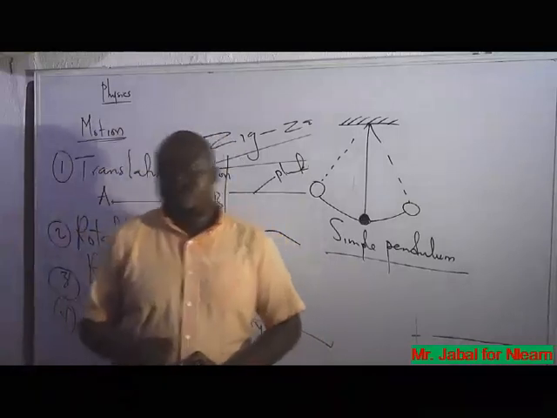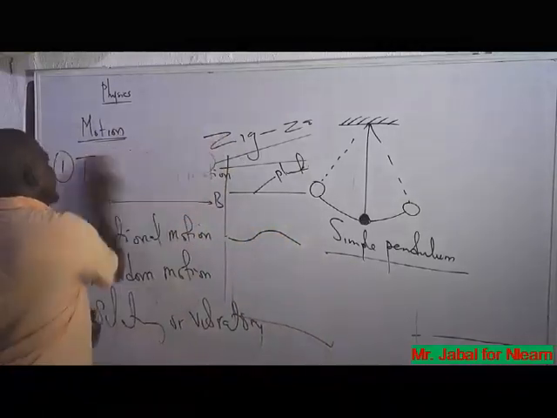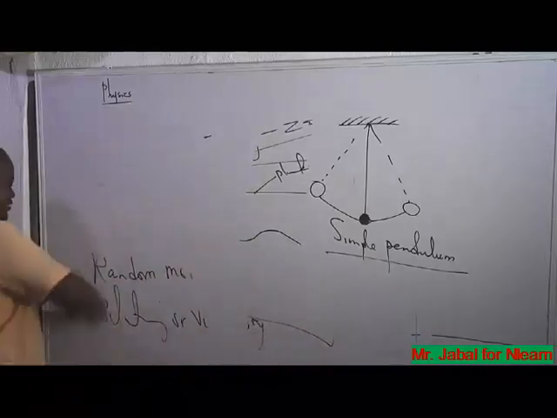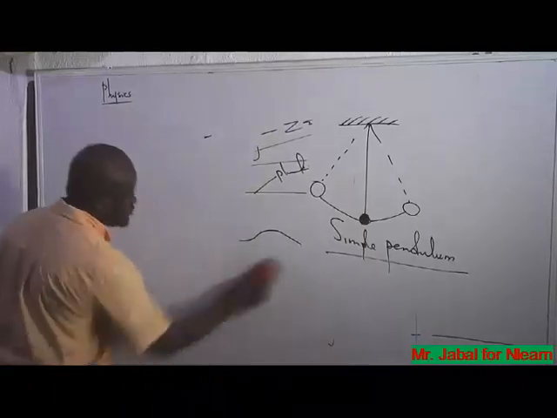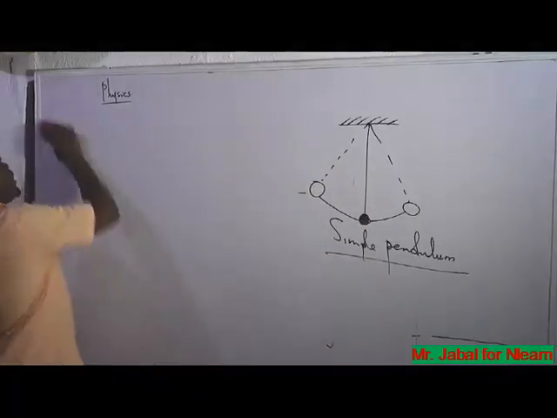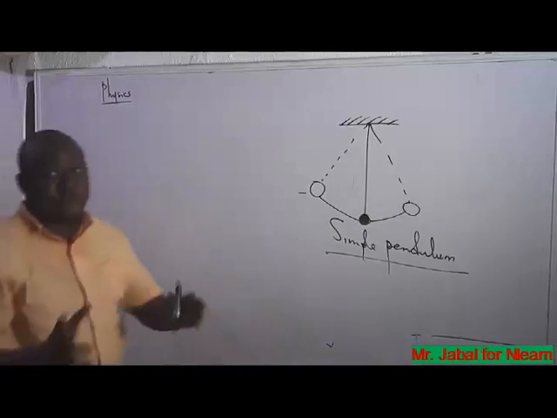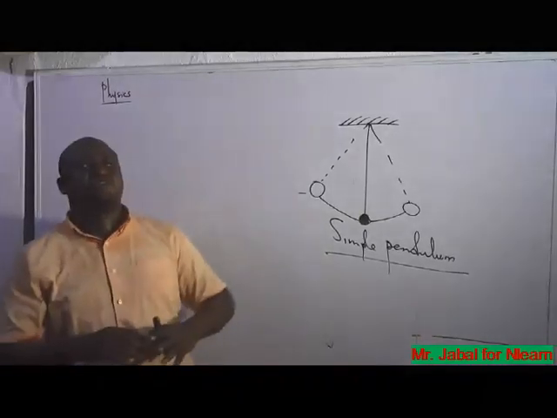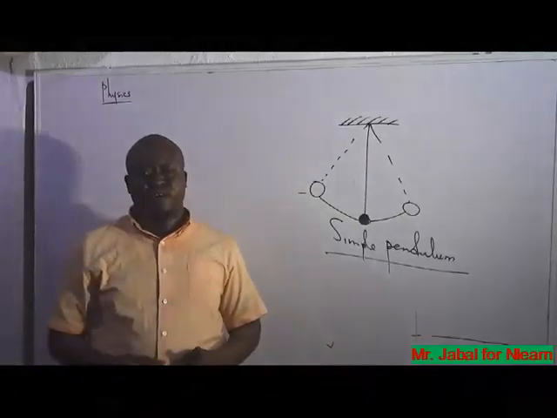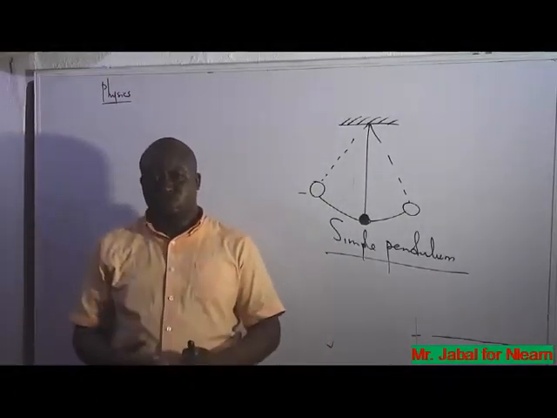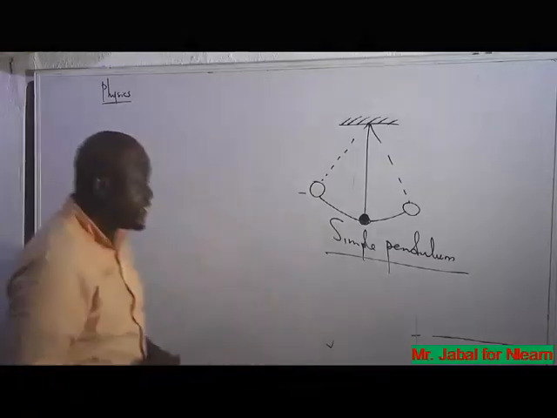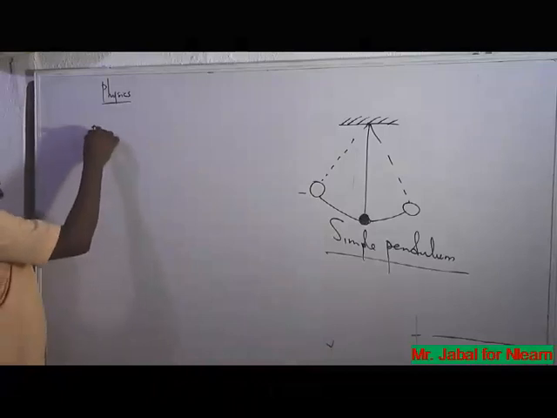Now we're going to talk about the parameters used to describe motion. A body changes its position from one point to another, and there are some parameters that we use to describe this motion. The first parameter is position.